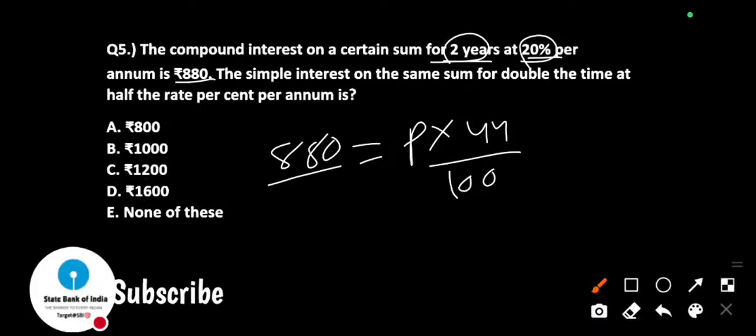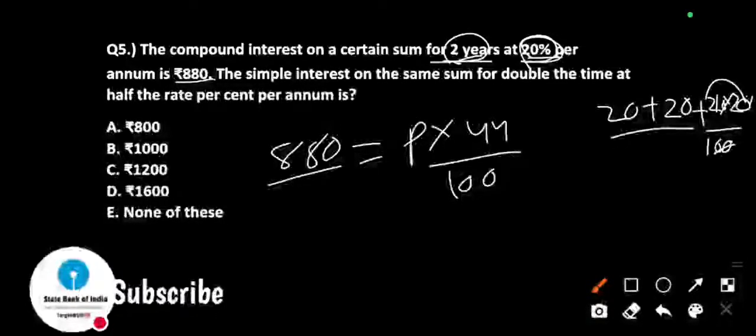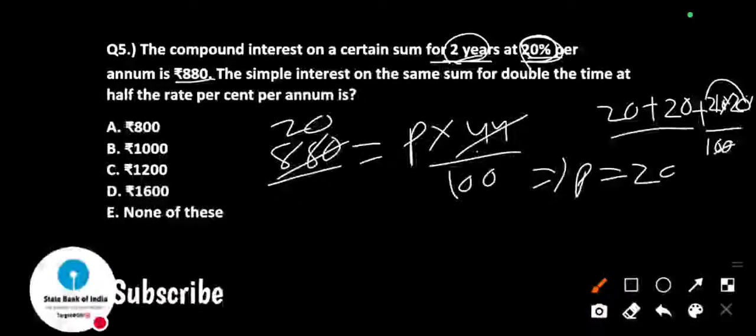How I got 44 is, 20% for 2 years means compound interest. The interest will be 20 plus 20 plus 20 into 20, which will be 400 divided by 100. So the zeros cancel, we have 20 and 20, 40, plus 4, so totally we have 44%. So the P value we got here is 2000.